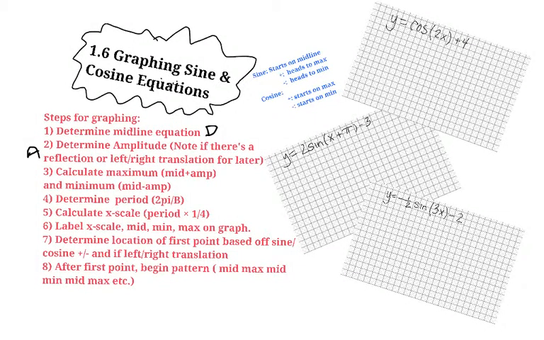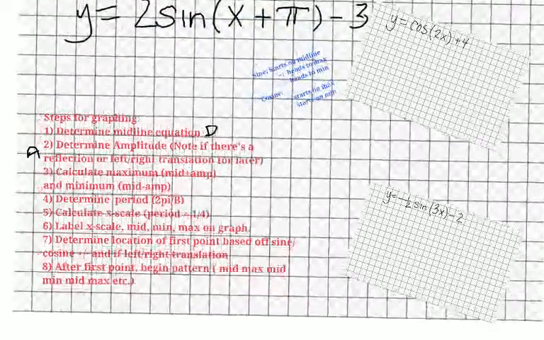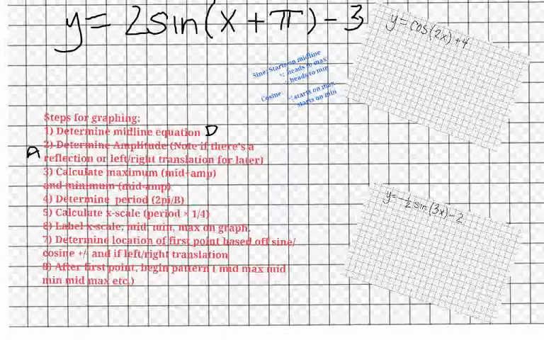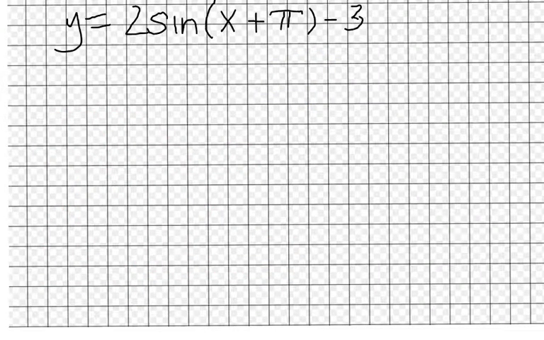So let's give one a try. I'm going to start with this one right here. Let's see if I can make this come to the front here. Okay, there we go. So going through that process, the first thing we need to do is figure out the values of A, B, C, and D. So I know from this that the A value is 2, the B value is 1, the C value is negative pi, opposite of what's there, and then the D value is negative 3.